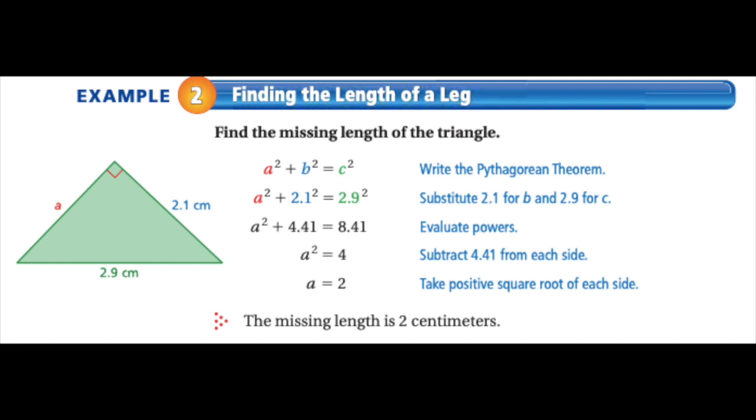When we do that, we are just left with a squared is equal to 4. And again, we're going to square root, and the square root of a squared is a, the square root of 4 is 2, giving us a final answer of that missing leg a of 2.